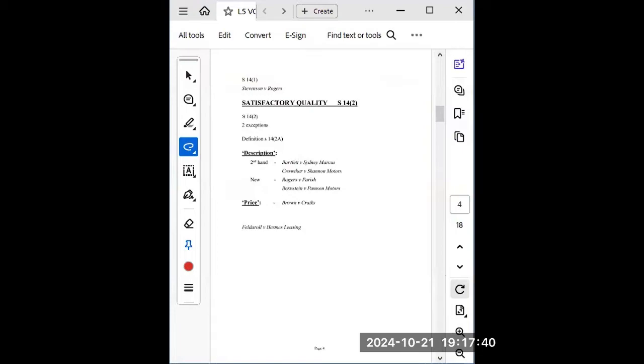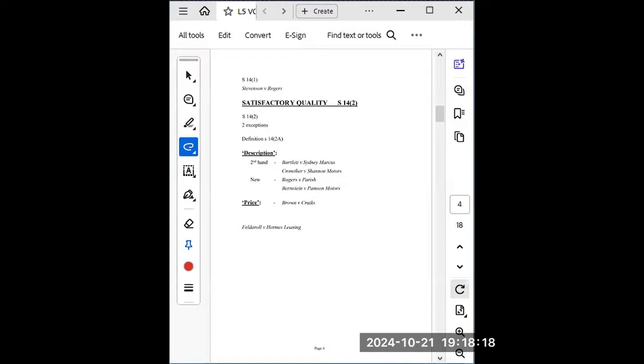In Stevenson and Rogers, even a fisherman selling his old fishing boat is selling in the course of business. One of the main subsection numbers is section 14 sub 2. It is an implied condition that goods must be of satisfactory quality unless, and there are two exceptions, unless the defect was specifically brought to the attention of the buyer or the buyer's examination ought to have revealed the defect.